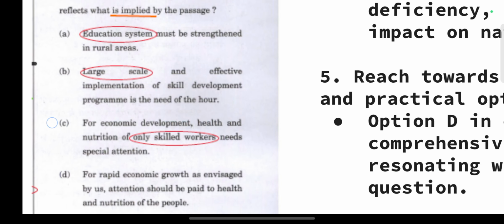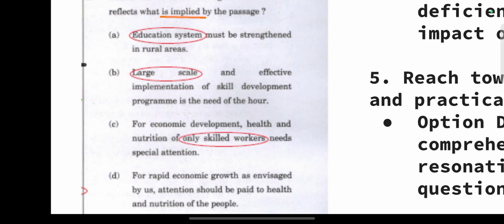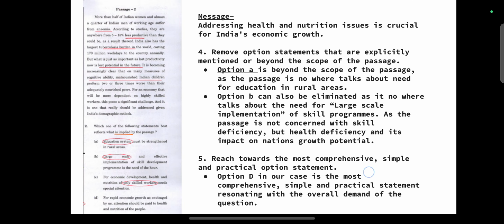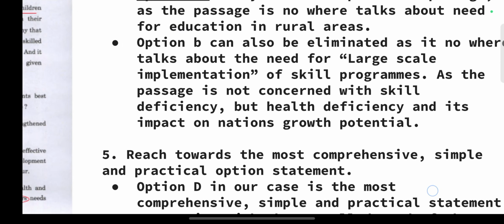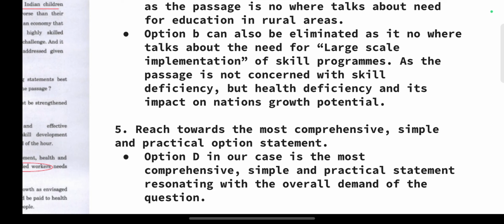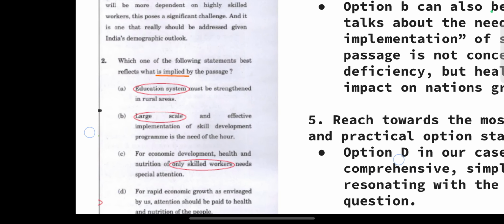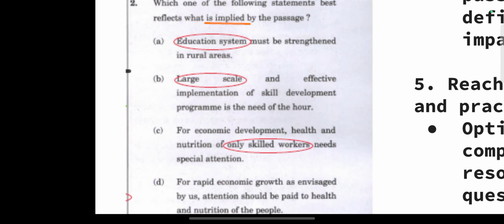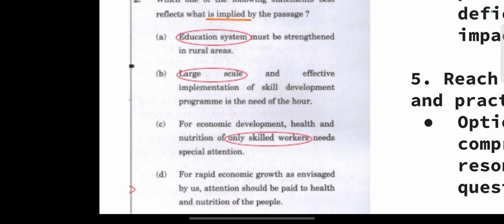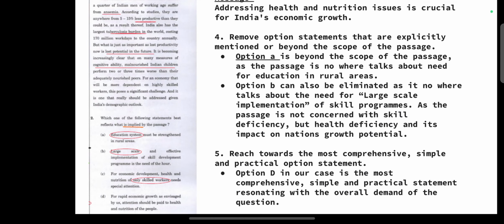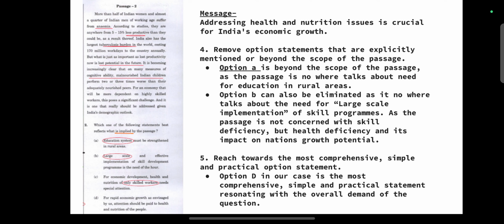Now we have got to option D, which says for economic growth as envisaged by us, attention should be paid to health and nutrition of the people. So this was basically the message of the author, and it also aligns with the broad theme of the passage. And also the fifth instruction, which says the most comprehensive, simple and practical optional statement. Option D indeed is the most comprehensive one because it addresses issues from all sides. So this is also a practical optional statement, a simple one to implement. So hence we have got the right answer, which is D.